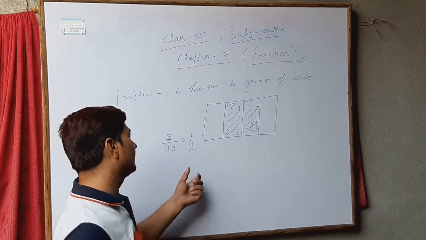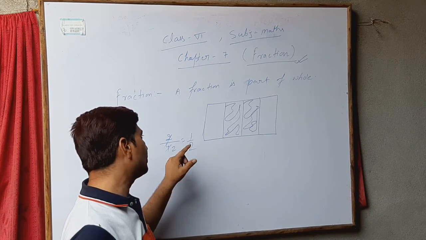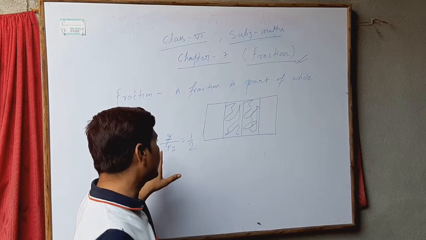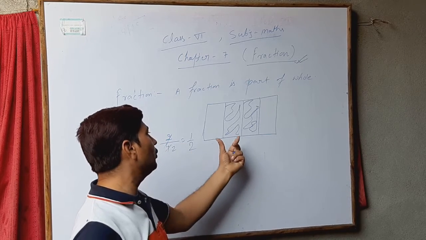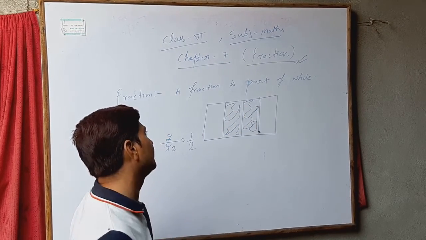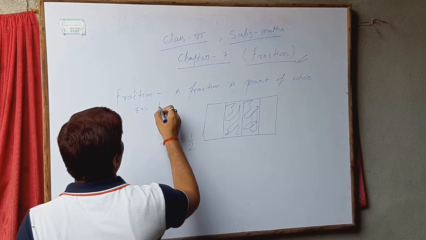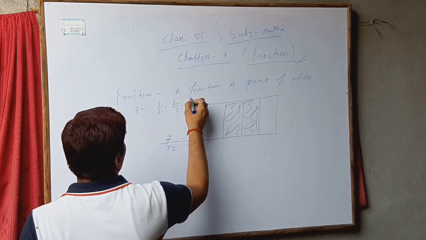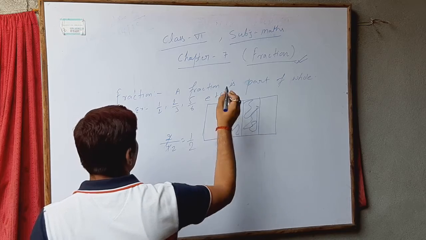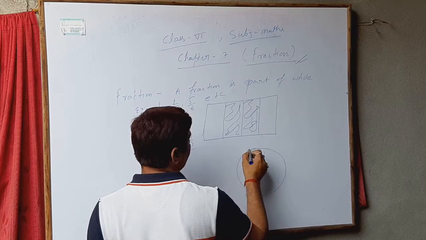This is the part of whole. Because पूरे का कितना आपने लिया? 2 part. पूरा कितना part था? 4 part. That's why we can say that 1 by 2 is the shaded part of whole. So this is the fraction. Now we can say, for example, 1 by 2, 2 by 3, 5 by 6, etc. This is the fraction.